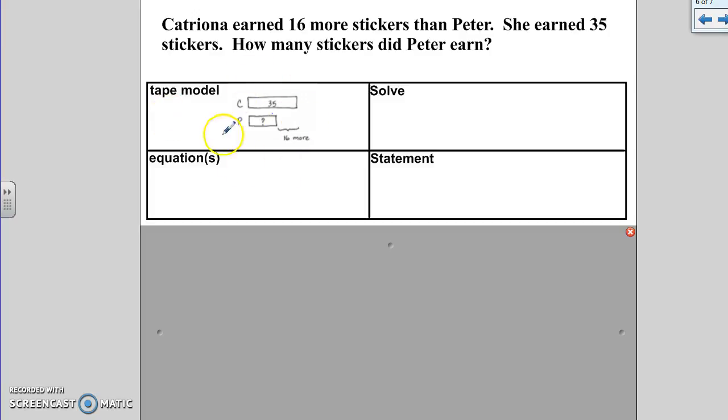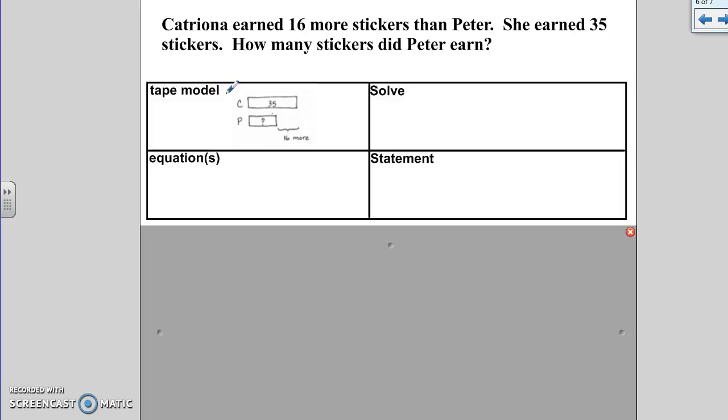I've already created a tape model here for you to understand the problem. Something we know about the story is that Katriana earned 35 stickers. So here's her tape worth 35 stickers. We know that amount was 16 more than Peter's amount. Since Katriana has 16 more, Peter's tape's shorter. We don't know how many he has, but we know that Katriana had 16 more, so his is 16 less than Katriana's.